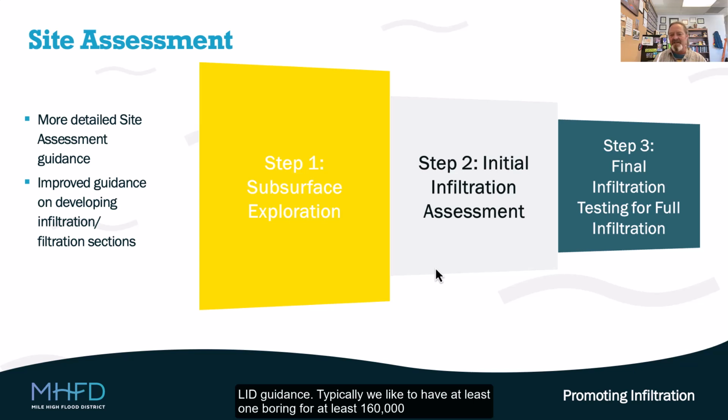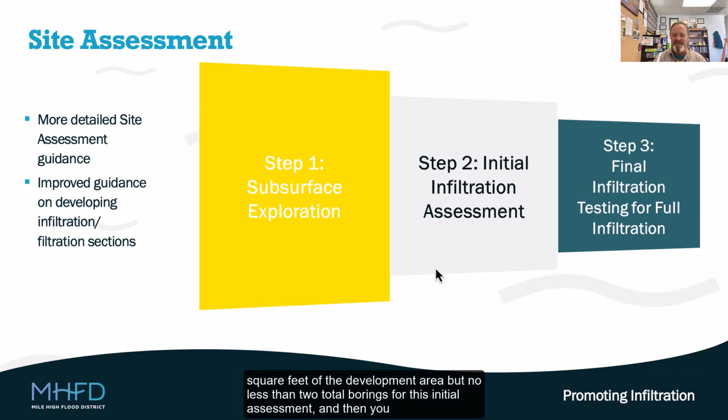Typically, we like to have at least one boring for at least 160,000 square feet of the development area, but no less than 2 total borings for this initial assessment. And then you also could have final design, which would be more detailed testing using an infiltrometer, such as a modified Philip Dunn or NRCS double ring infiltrometer.